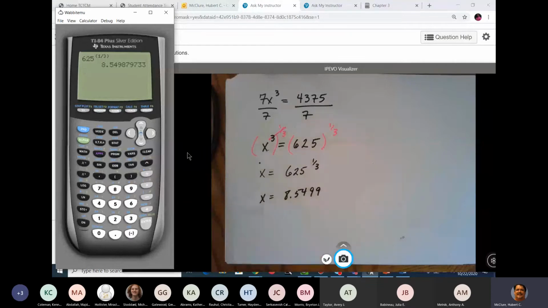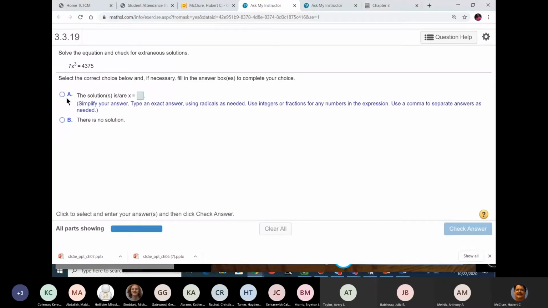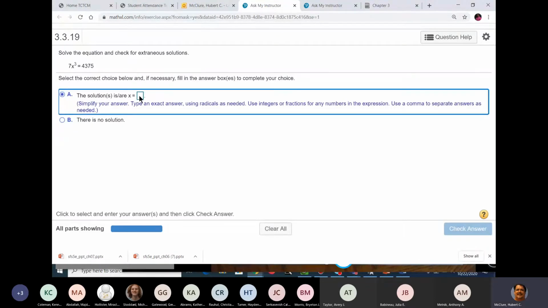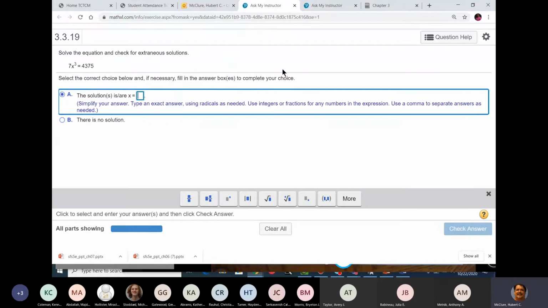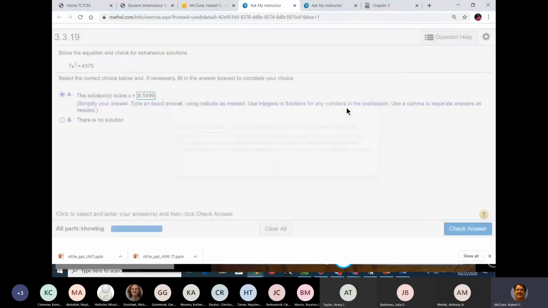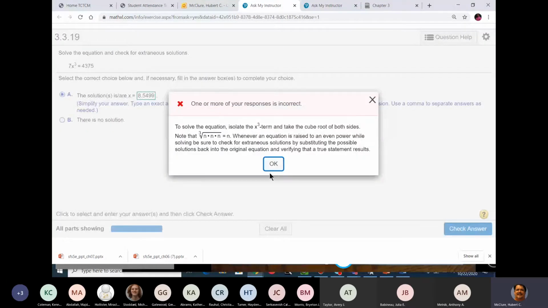8.5499. And of course, they probably are going to make this more complicated. But let's see what it says. What does it say, round to? Does it say round? Okay, they want it... I'm going to put 8.45499. No, that's going to be wrong. Let's see what they want it as.